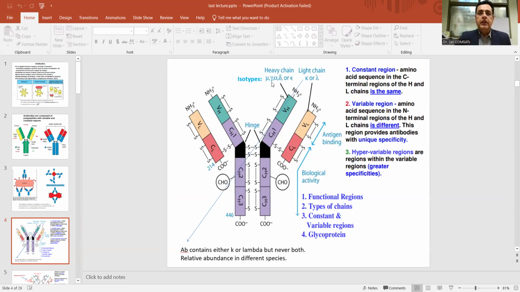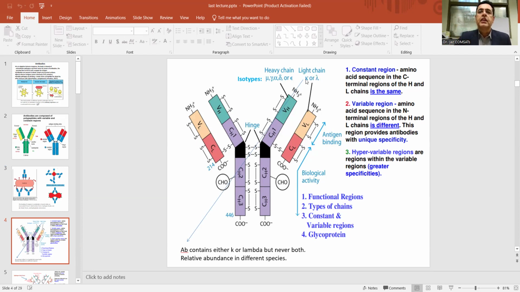So there are different isotypes of the heavy chain and different isotypes of the light chain. This is the light chain. CL indicates the constant region of the light chain, and VL indicates the variable region of the light chain. VH is the variable region of the heavy chain. On both sides, it is the same configuration that you see here. And there is a hinge region indicated here.